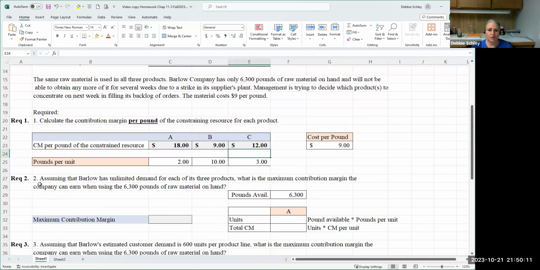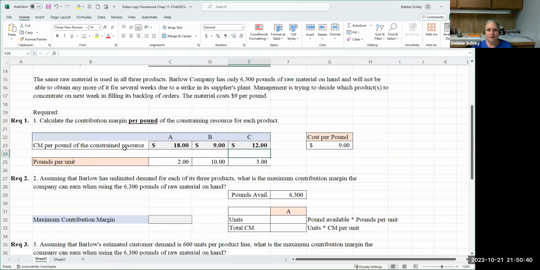Okay, requirement 2. Assuming that Barlow has unlimited demand for each of its three products. That means that there's no, oh, the customers only want 500 units or whatever. There's unlimited demand. They can sell as many as they can make. For each of its three products, what is the maximum contribution margin the company can earn when using its 6,300 pounds of raw materials on hand?